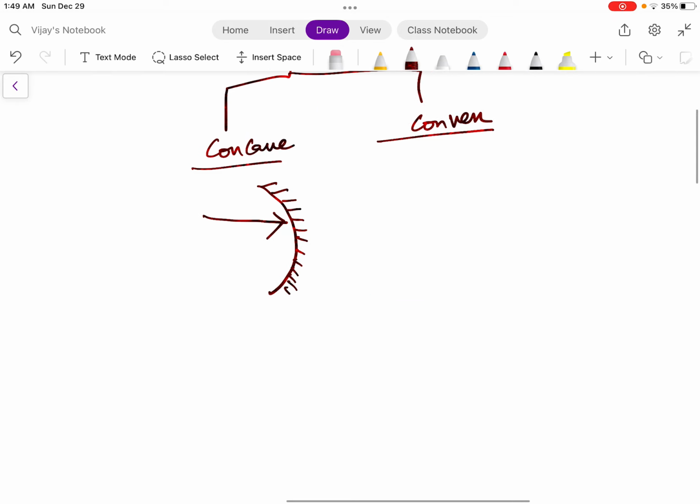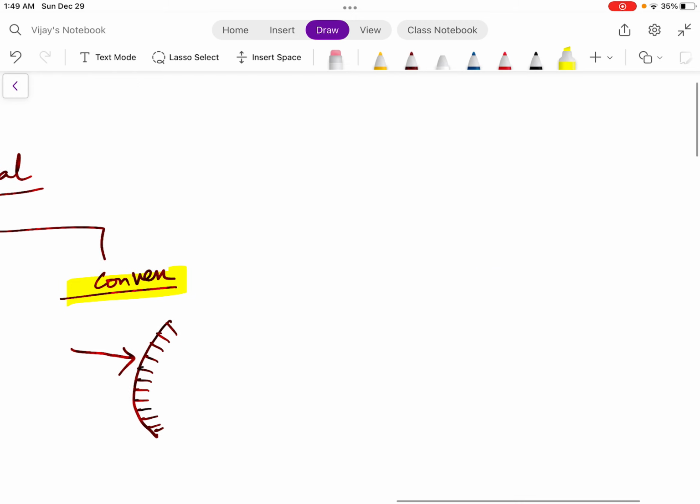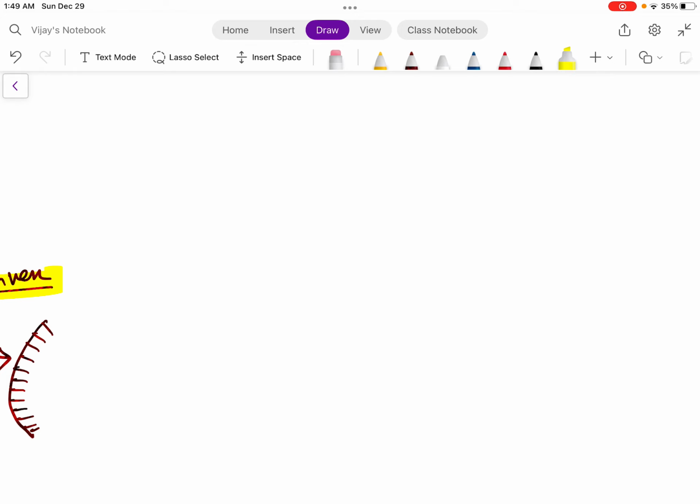Now what about convex? It is the opposite of concave. So this is a convex mirror. Here you can see the reflecting surface is curved outwards. So a convex mirror is a spherical mirror whose reflecting surface is curved outwards. So these are the two varieties of spherical mirrors. One is concave, the other one is convex. So we will be discussing them, concave and convex. But before that, let me first have a slight discussion about the plane mirror.